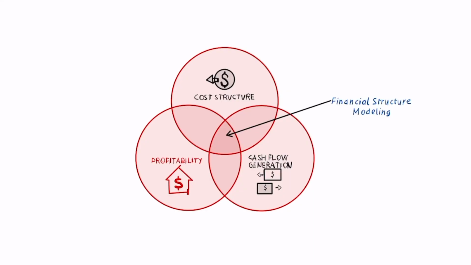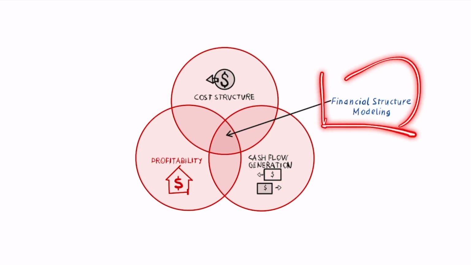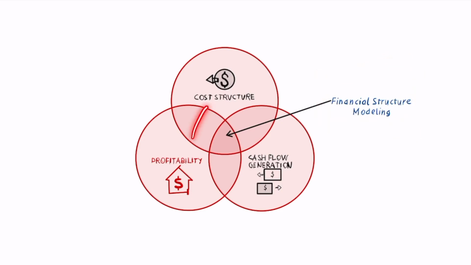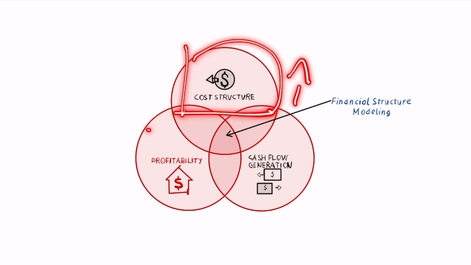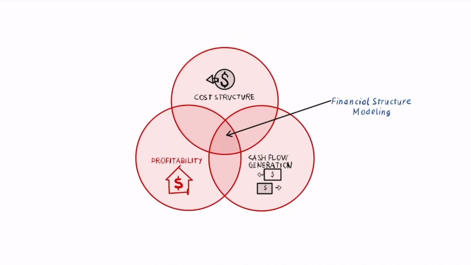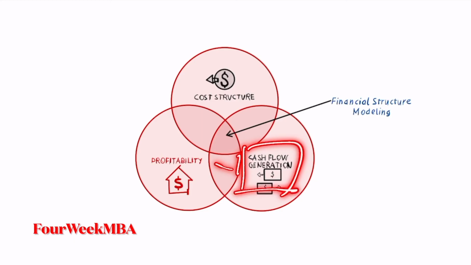So again, it's very important that when we look at financial structure, we look at three elements. We look, yes, at revenues, but also how the cost structure is organized as the revenues grow, so that we can reach profitability. And also when profitability is reached, how we can make sure that we're generating enough cash to sustain our operations in the short term.